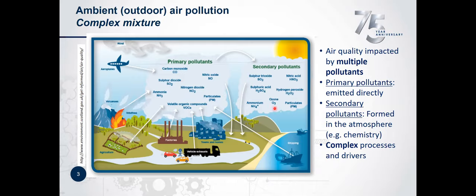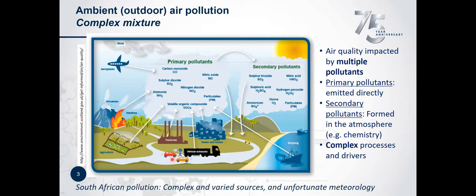So there's a lot of complex processes and drivers. You can see the emission sources emit many places within the troposphere. But if you see the little guy turning here at the bottom, if we care about health, we actually care about what's at the ground level. So today I will talk a little bit about what's in the column, so across all of the troposphere, but also ground level or near surface. If I had to sum up South African pollution in one sentence, it would be complex and varied sources, and particularly for the Highveld, very unfortunate meteorology. And this is particularly true in our winter where we have stagnant conditions and pollution accumulates.